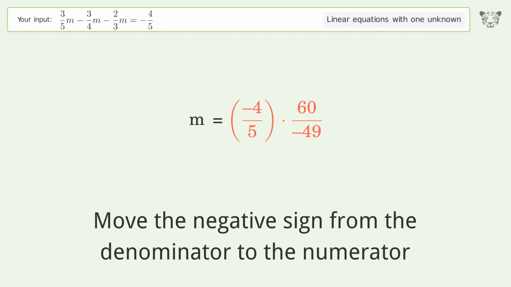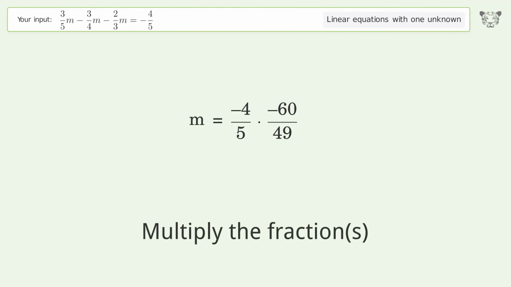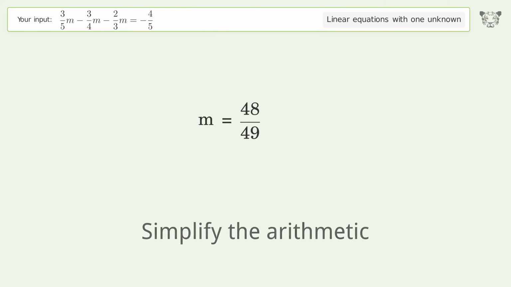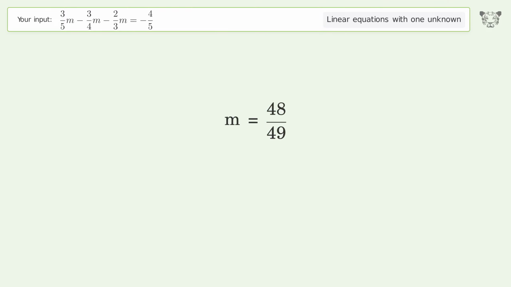Move the negative sign from the denominator to the numerator. Multiply the fractions. Simplify the arithmetic. And so the final result is m equals 48/49.